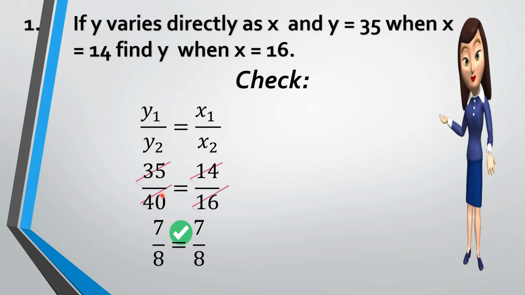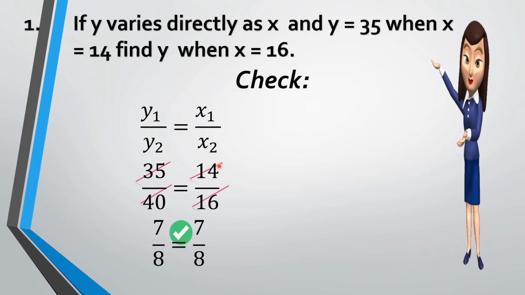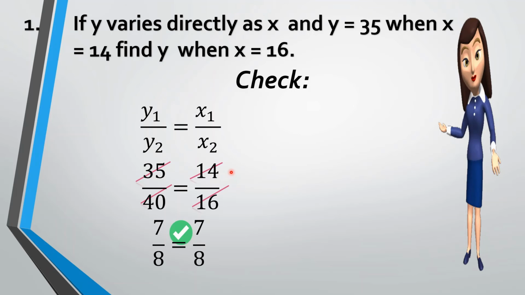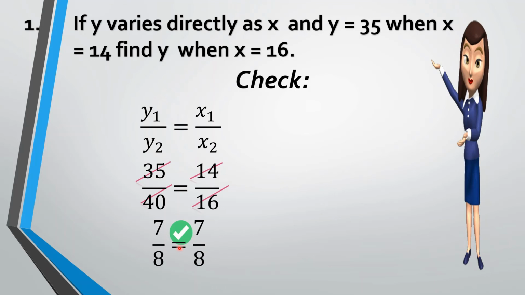35 over 40 can be divided by 5, so it becomes 7 over 8. 14 over 16 can be divided by 2, so we have 7 over 8 also. And that is check. Another way.